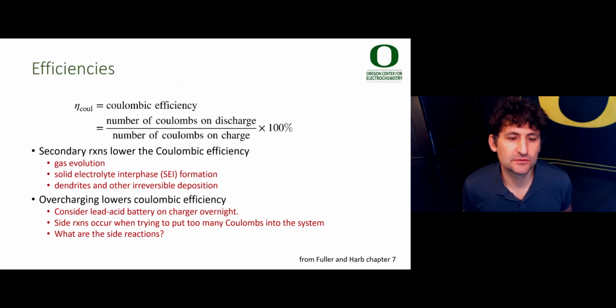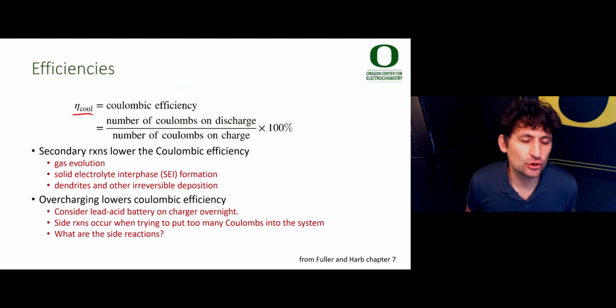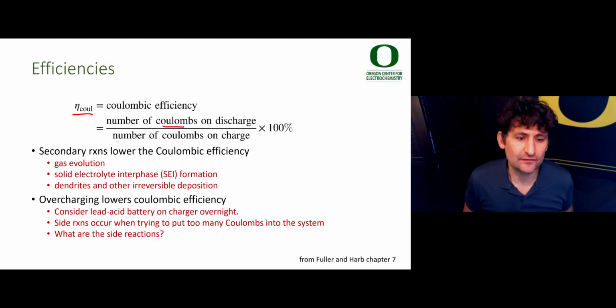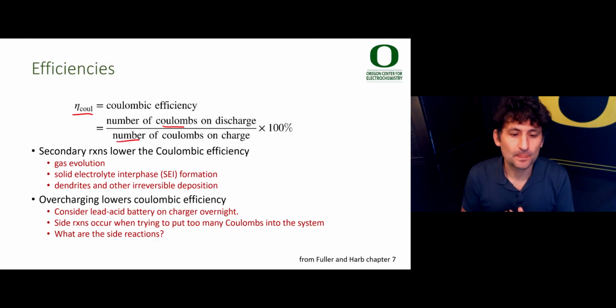So let's define these things more quantitatively. Eta coulomb, coulombic efficiency, is the number of coulombs of charge that's extracted from the battery on discharge, divided by the number of coulombs that you put into the battery on charge. If the electrons don't come out, they must be doing some sort of detrimental internal Faradaic irreversible reactions.